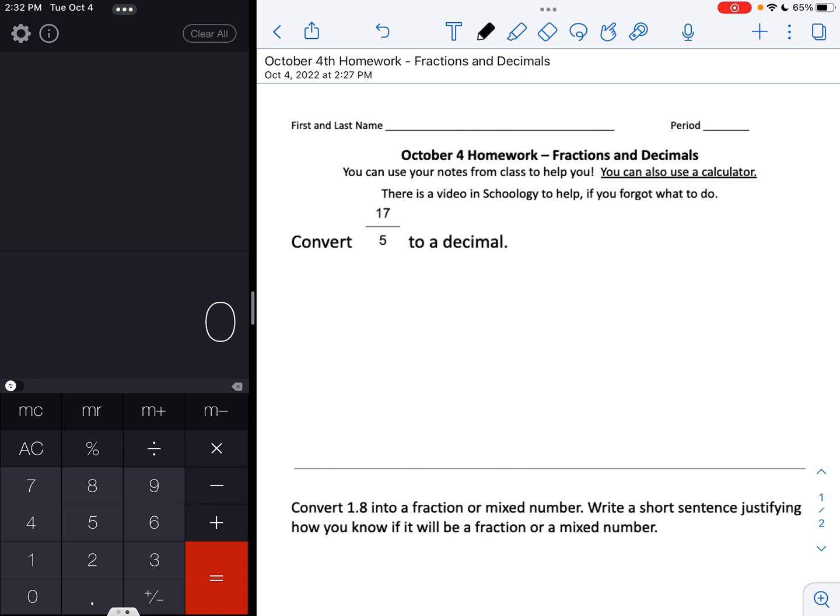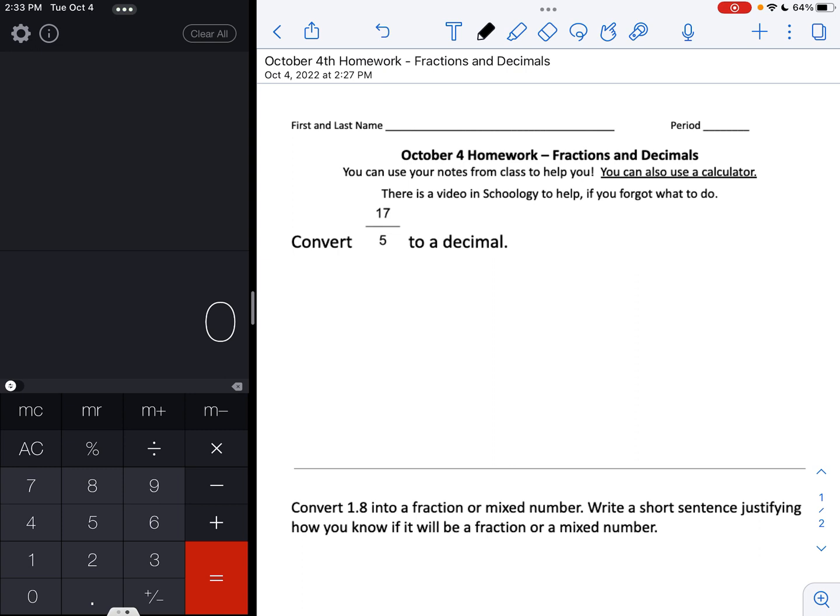So the instructions say you can use your notes from class to help you, and you can also use a calculator. So as you can see, I have a calculator pulled up right next to my homework on this screen so I can quickly use it whenever I need to. The calculator, as we talked about in class, makes these converting fractions to decimals problems a whole lot easier. So this first problem says convert 17/5 to a decimal.